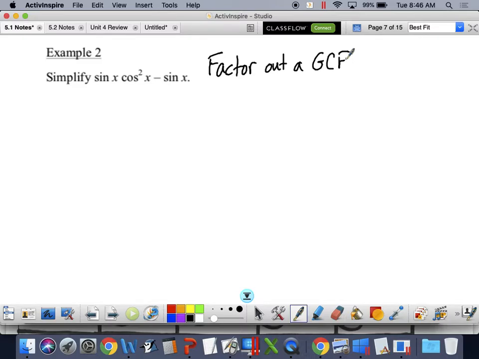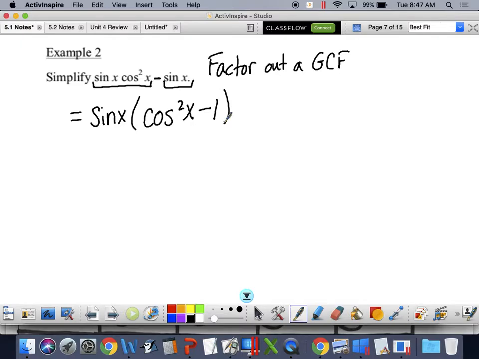So looking at these two pieces, I have a negative sign right here. So what's common to the first part and also common to the second part? Well, it's the sine of x. So what I'm going to do is factor out the sine of x. What I'm left with is cosine squared x minus 1. All right, so now I'm thinking to myself, I know I have a Pythagorean identity that says sine squared plus cosine squared equals 1. Well, what is cosine squared x minus 1?